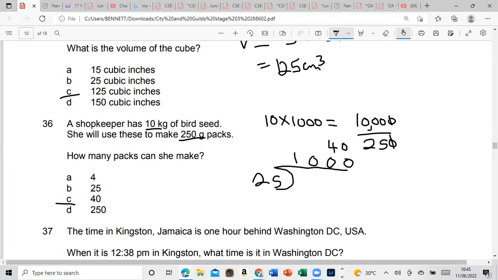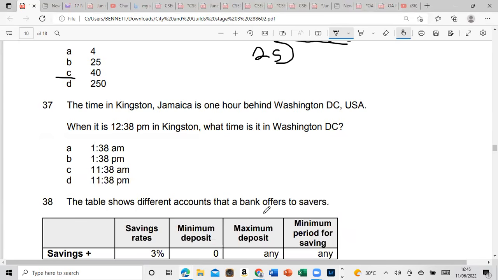Alright, let's move on to 37. The time in Kingston is 1 hour behind Washington, D.C., USA. When it is 12:38 p.m. in Kingston, what time is it in Washington? So Kingston is 1 hour behind. And when it is 12:38 p.m. in Kingston, basically it will be 1:38 in Washington, because Jamaica is behind. Alright? So let's see what we go on for 38.